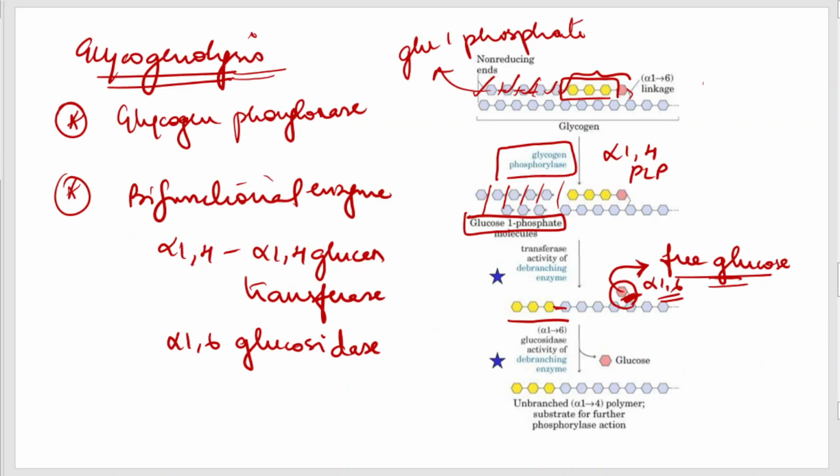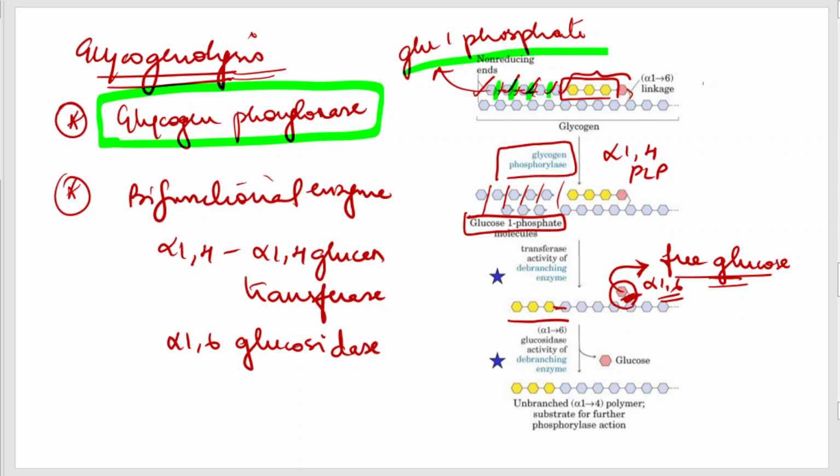So these are the steps of glycogenolysis. What is the first reaction? The important reaction is the glycogen phosphorylase. Now this glycogen phosphorylase breaks the alpha 1,4 linkages in the linear arrangement of glucose, and it releases these residues as glucose 1 phosphate. Understood?